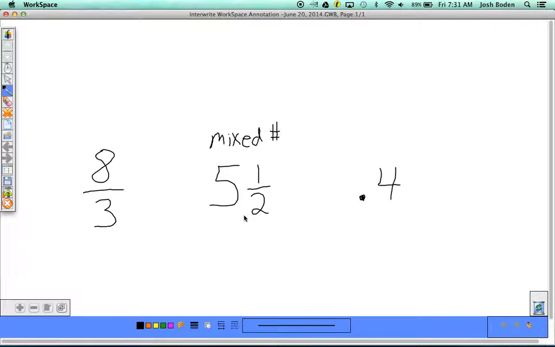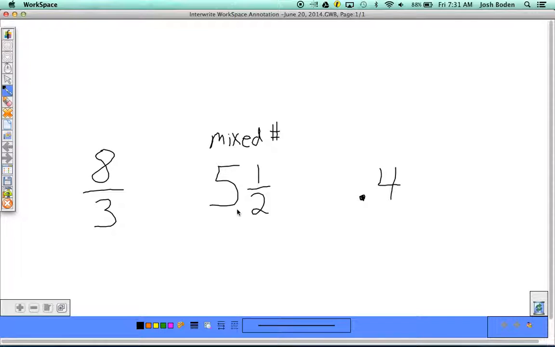Two of the cases where it is not good to have a mixed number would be to multiply and divide fractions. When I multiply and divide fractions, I need an improper fraction. So what I need to do now is take this mixed number and turn it into an improper fraction.